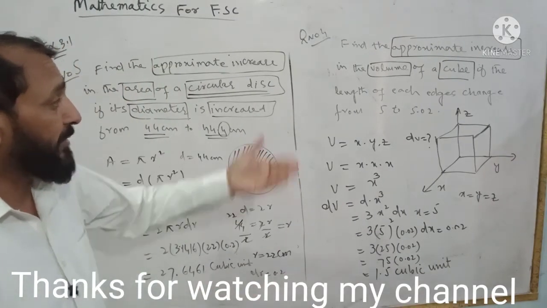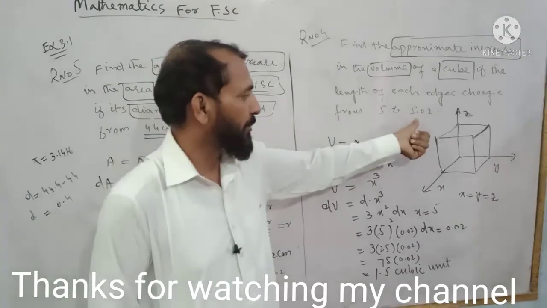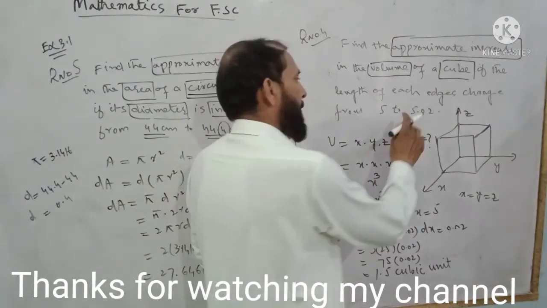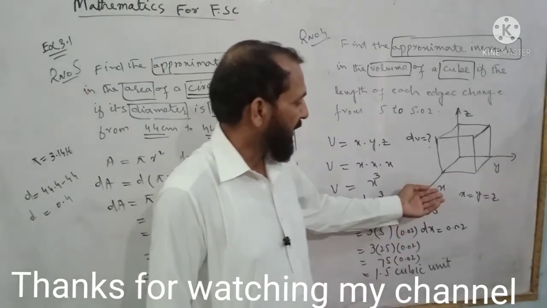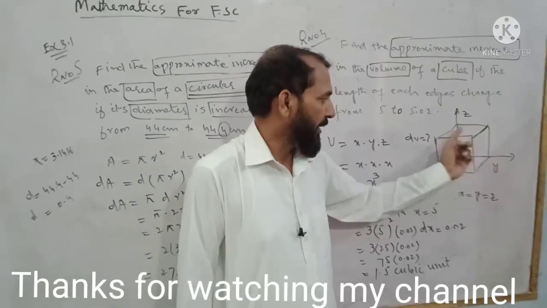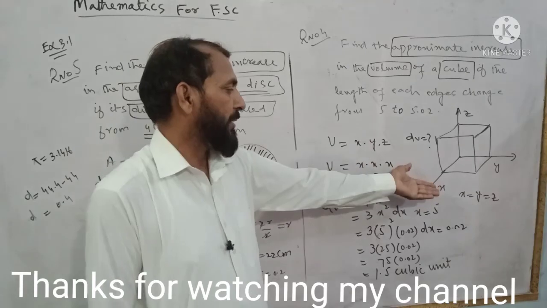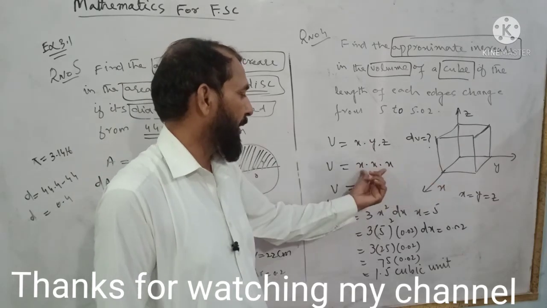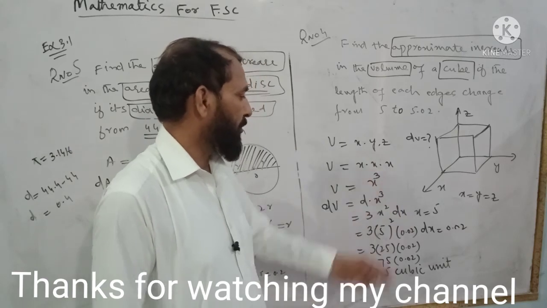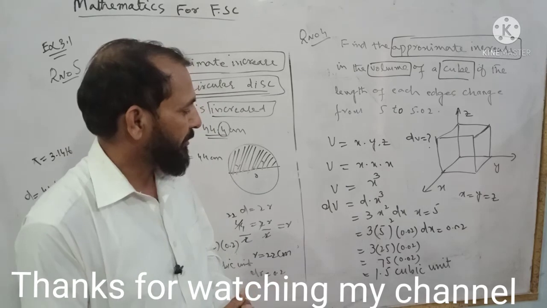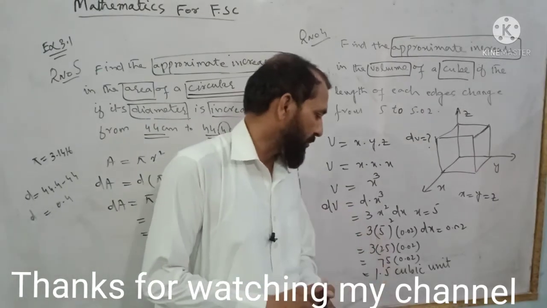This is the statement of question number 4: find the approximate increase in the volume of a cube if the length of each edge is changed from 5 to 5.02. First of all, we draw the cube. One edge is denoted x, another y, and the third z. V is equal to x y z. We know that x, y, and z are the same, so we can change it into x cubed. We define the differential and apply it on both sides, then putting all these values we get the final result.